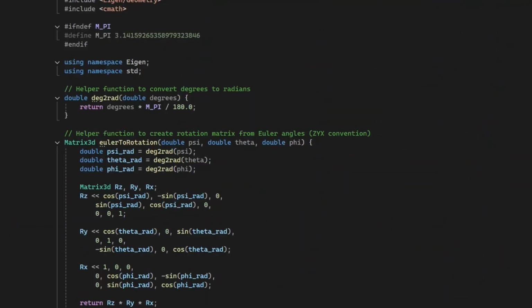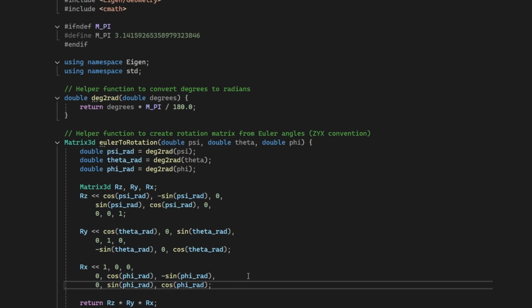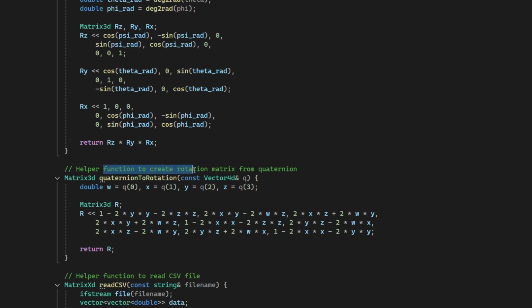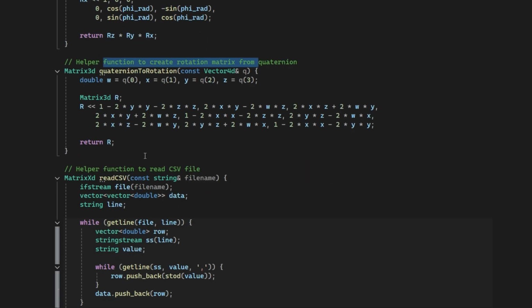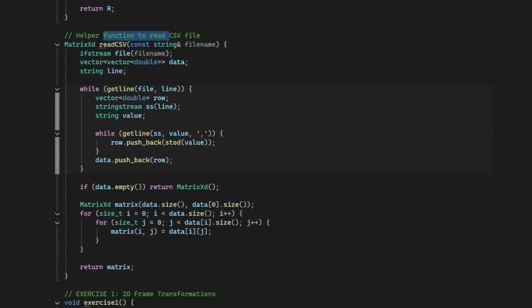Hi, today we are doing lab number 4 and let's get started. First of all, we need some different functions to help us during our homework. We had a function that converts degrees into radians, a function to create a rotation matrix from Euler angles, a function to create a rotation matrix from a quaternion, and a function that helps us read external files. Now that everything is settled, we can start.